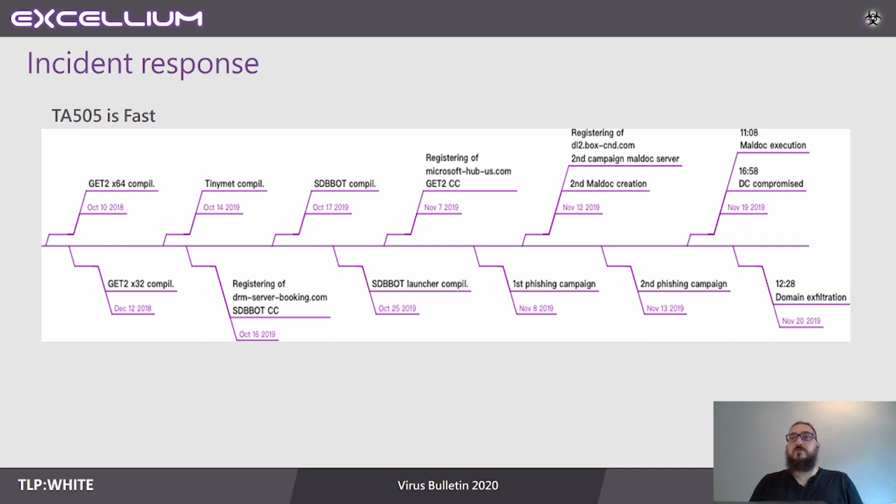So what we have seen is that TA505 is fast. They are using tools that they know how to deal with. They have been using them for months, as you can see if you look at the compilation time of the tools. But they are really, really fast in execution. For example, for the second phishing campaign, they registered the domain the day before the day of the phishing campaign.